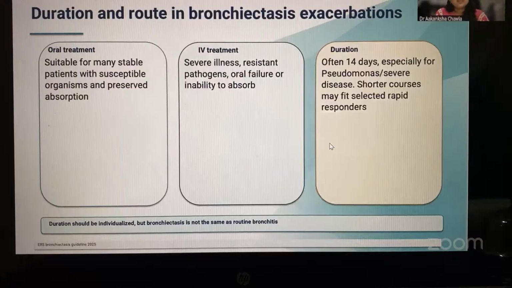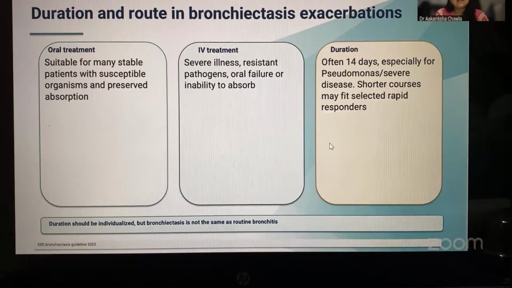So the duration of treatment and route: oral is suitable mostly for the stable patients, and of course, the organism is susceptible and the patient can tolerate oral therapy. IV is recommended for more severe illness, when you're dealing with more resistant pathogens or the patient cannot take oral therapy. Duration is usually 14 days, especially for Pseudomonas for severe disease.